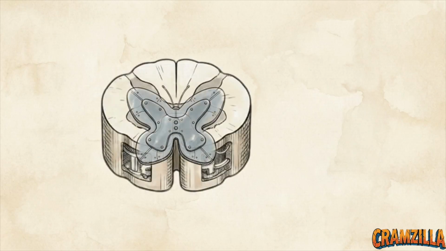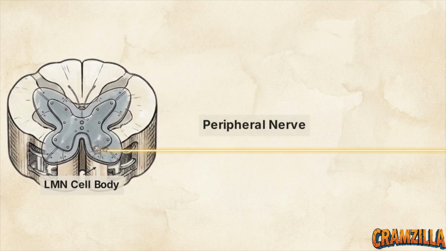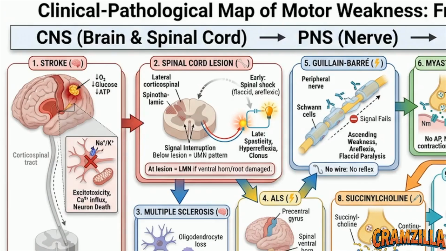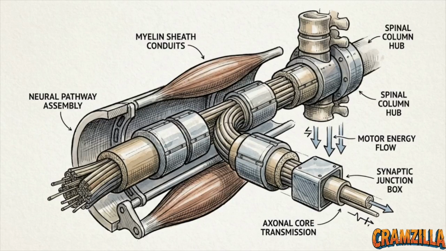Moving down the anatomical axis, the signal reaches the ventral horn of the spinal cord and enters the peripheral nerves. This is the territory of the lower motor neuron. Box 2 shows a spinal cord lesion. Upper motor neuron signs appear below the injury, while lower motor signs appear precisely at the lesion. Box 4 highlights ALS. It destroys both systems simultaneously, mixing upper motor spasticity directly with lower motor fasciculations and atrophy. Moving entirely out of the spinal cord, we reach the peripheral nervous system.